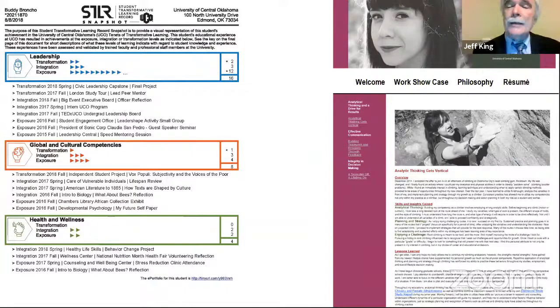You see on the right is a page from a website, which is what student e-portfolios look like, where they tell their own stories. So what we call our STLR snapshot on the left accompanies the academic transcript.